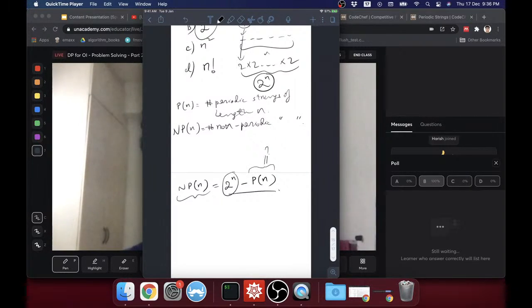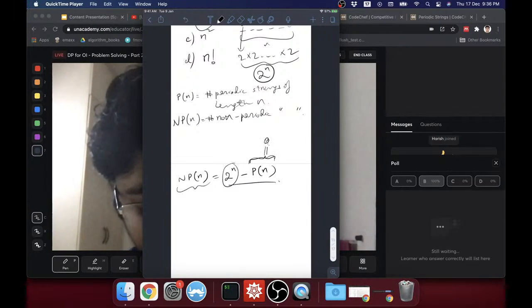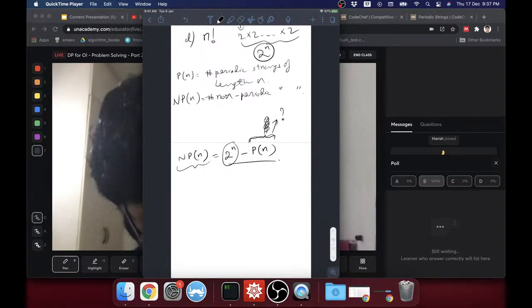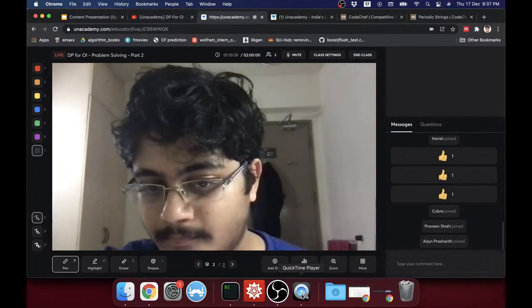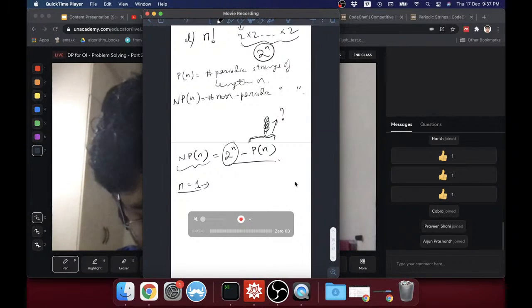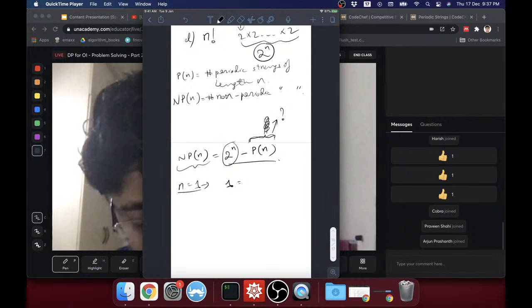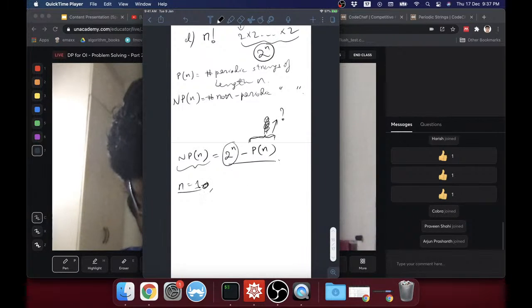Okay, any ideas of what P of n will be? How many periodic strings are there of length n? Let's take examples. If n is 1, how many periodic strings are there? 0, right? Because if the string is, let's say, 1, we have to write it as 1 again, but we can't repeat it multiple times, so we don't have any way. And if the string is 0, then also we can just write it as 0 and we can't repeat things. So when n is 1, P of 1 is 0, we don't have any string.